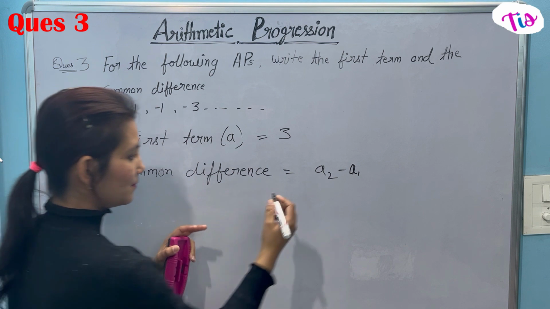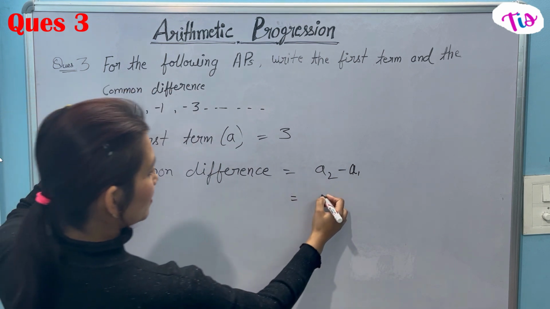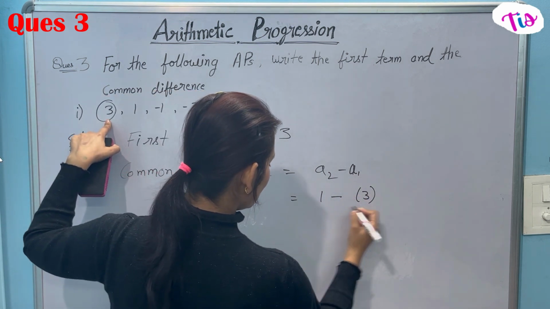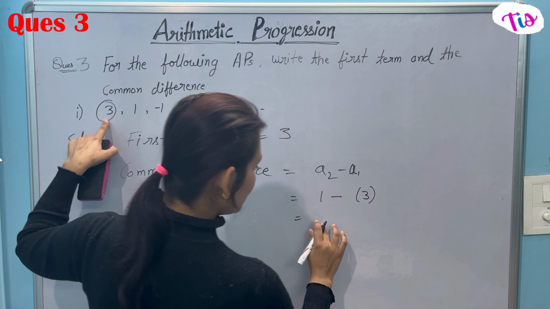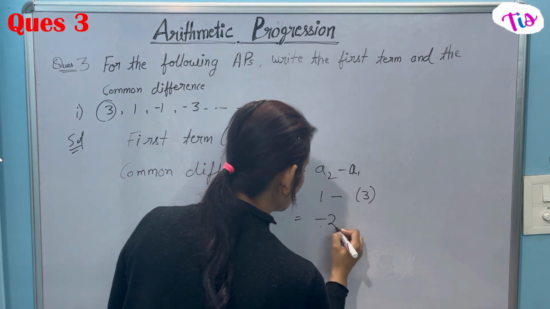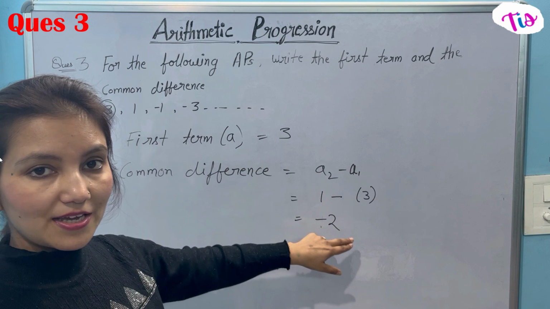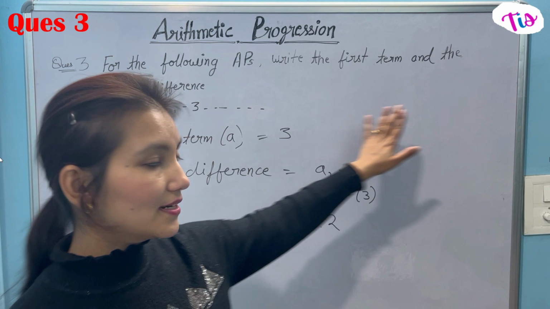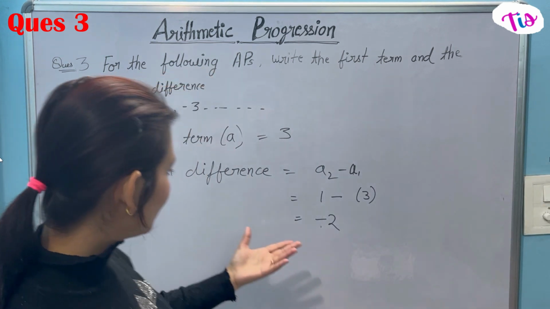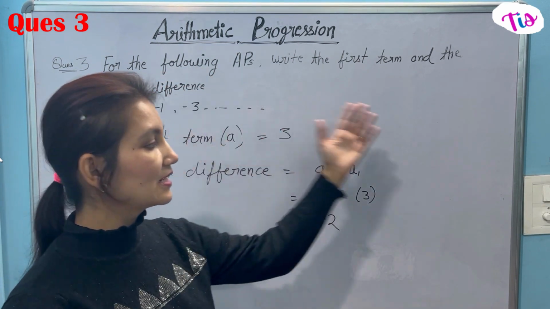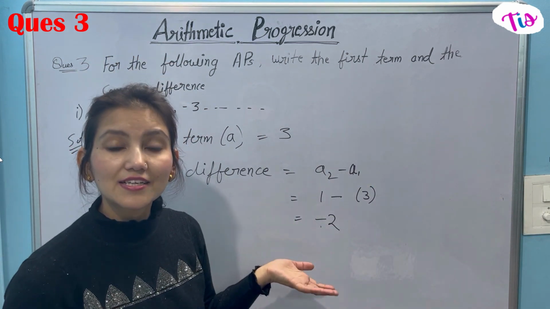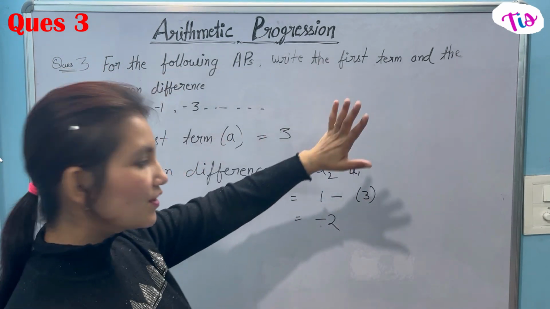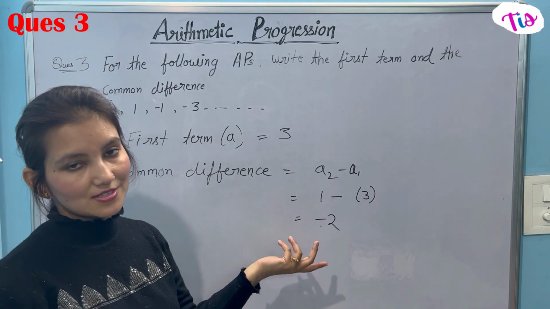Okay, so A1 is 3 and A2 here is 1. So 1 minus 3 is minus 2. So the common difference here is negative, minus 2, and that's why you can see that the AP is decreasing. So the terms of this AP are in decreasing order. Whenever the common difference is positive, the AP will be in increasing order. If the common difference is negative, the AP will surely be in decreasing order, as you can see in this case. Okay, so we got our answer. The first term is 3 and the common difference is minus 2.